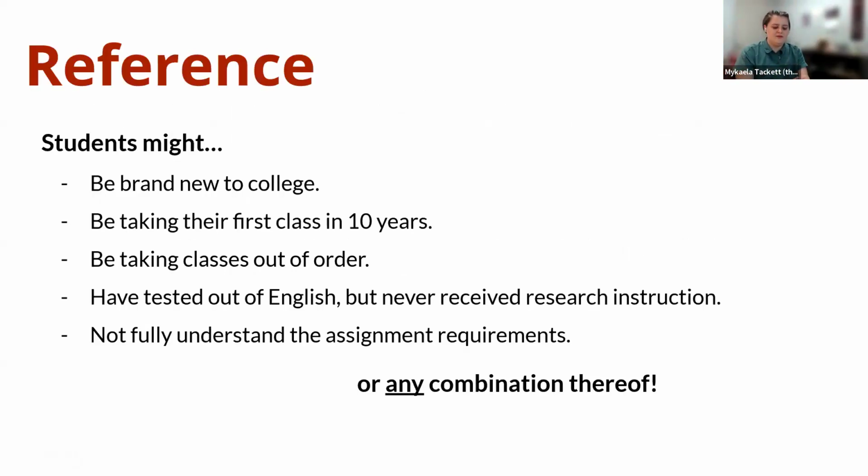So, as we talked about already, and we're going to expand on now, students may be brand new to college. They may be taking their first class in like 10 years. They could be taking their classes out of order. They could have tested out of English 111 and taken English 112 online and didn't read module 7. So they don't have the background that they need to do research. And yeah, they might not understand the assignment, or any combination thereof.